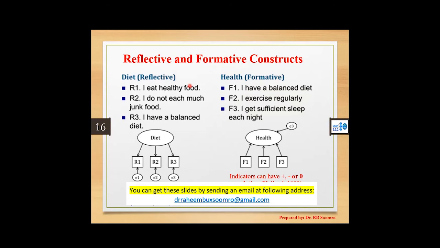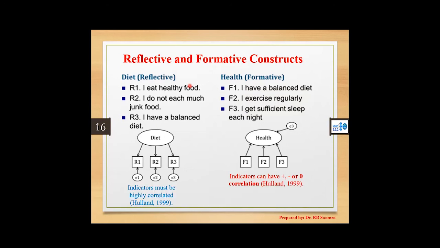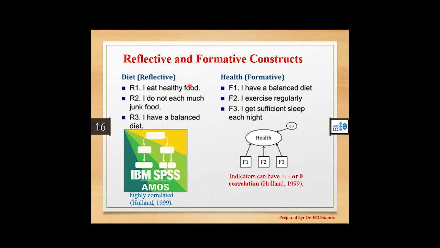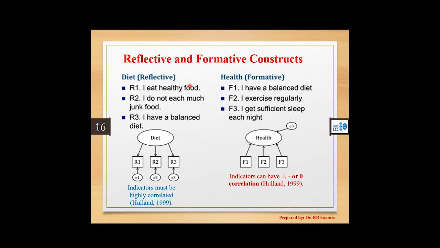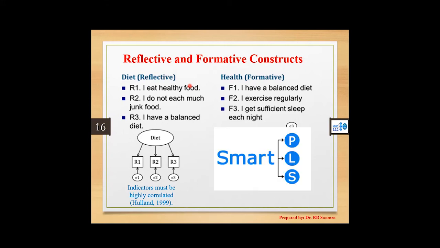Again, I'm repeating that if you have a reflective construct and a big sample size, then I think AMOS is a good approach over Smart PLS. But if you have only formative, then AMOS is not a good approach. But if you have a mix of both, again Smart PLS is a good approach to choose.